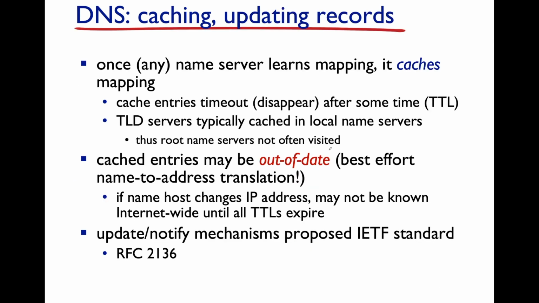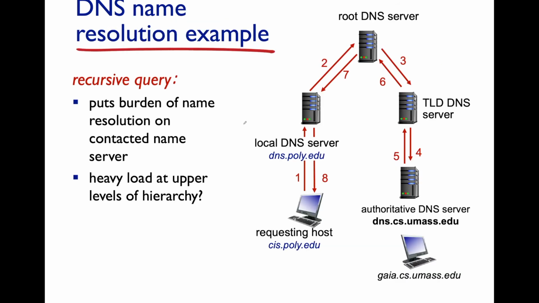Okay, so once the name server learns a mapping, it caches it once it receives it, and that cache has a timeout, so the cache entry will disappear based on a field called time to live. And so the TLD servers are typically cached in local name servers to avoid that traffic going through the root. And so in the case of recursive query, if you're caching the TLD in local, you never pay the cost of traversing through this root DNS.